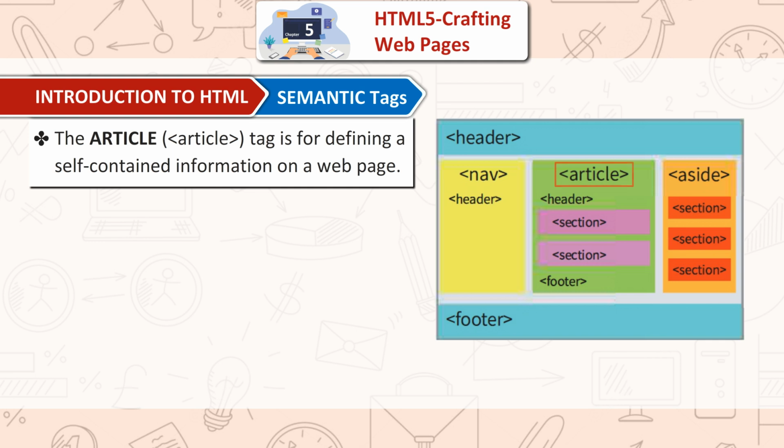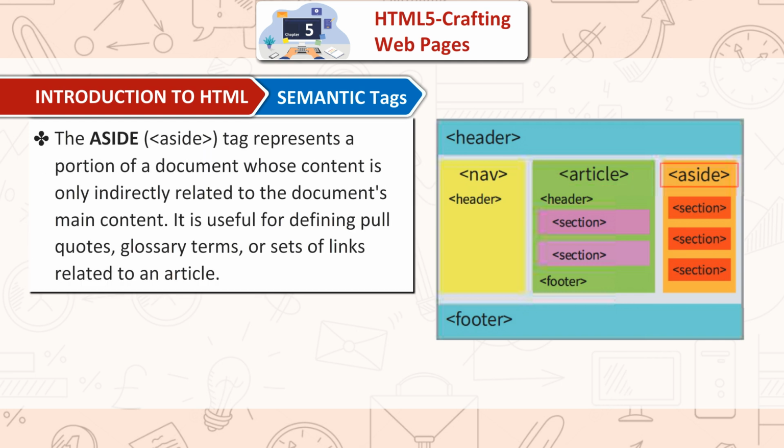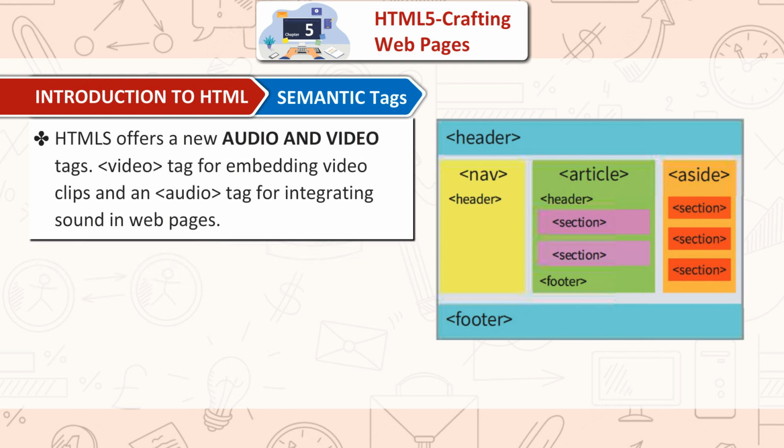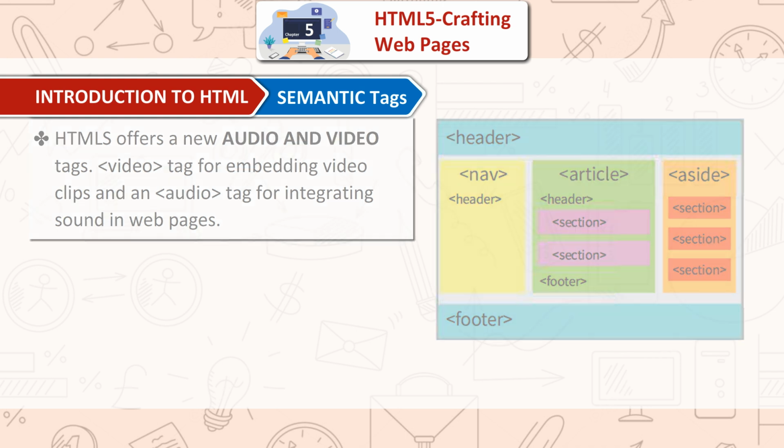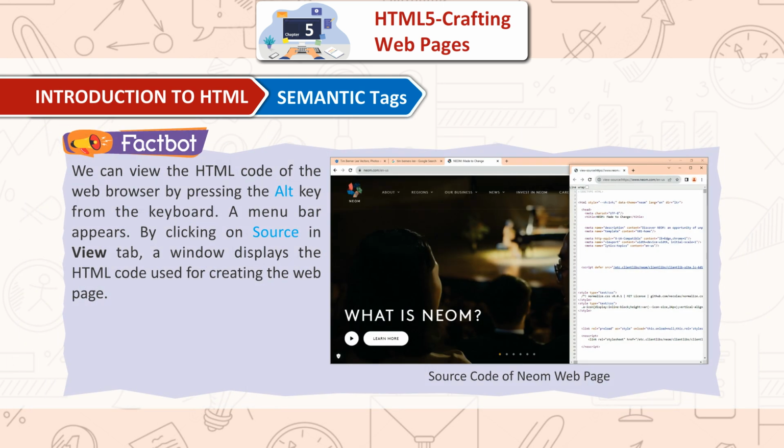The article tag is for defining self-contained information on a web page. The aside tag represents a portion of a document whose content is only indirectly related to the document's main content. It is useful for defining pull quotes, glossary terms, or sets of links related to an article. HTML5 offers new audio and video tags, a video tag for embedding video clips, and an audio tag for integrating sound in web pages.